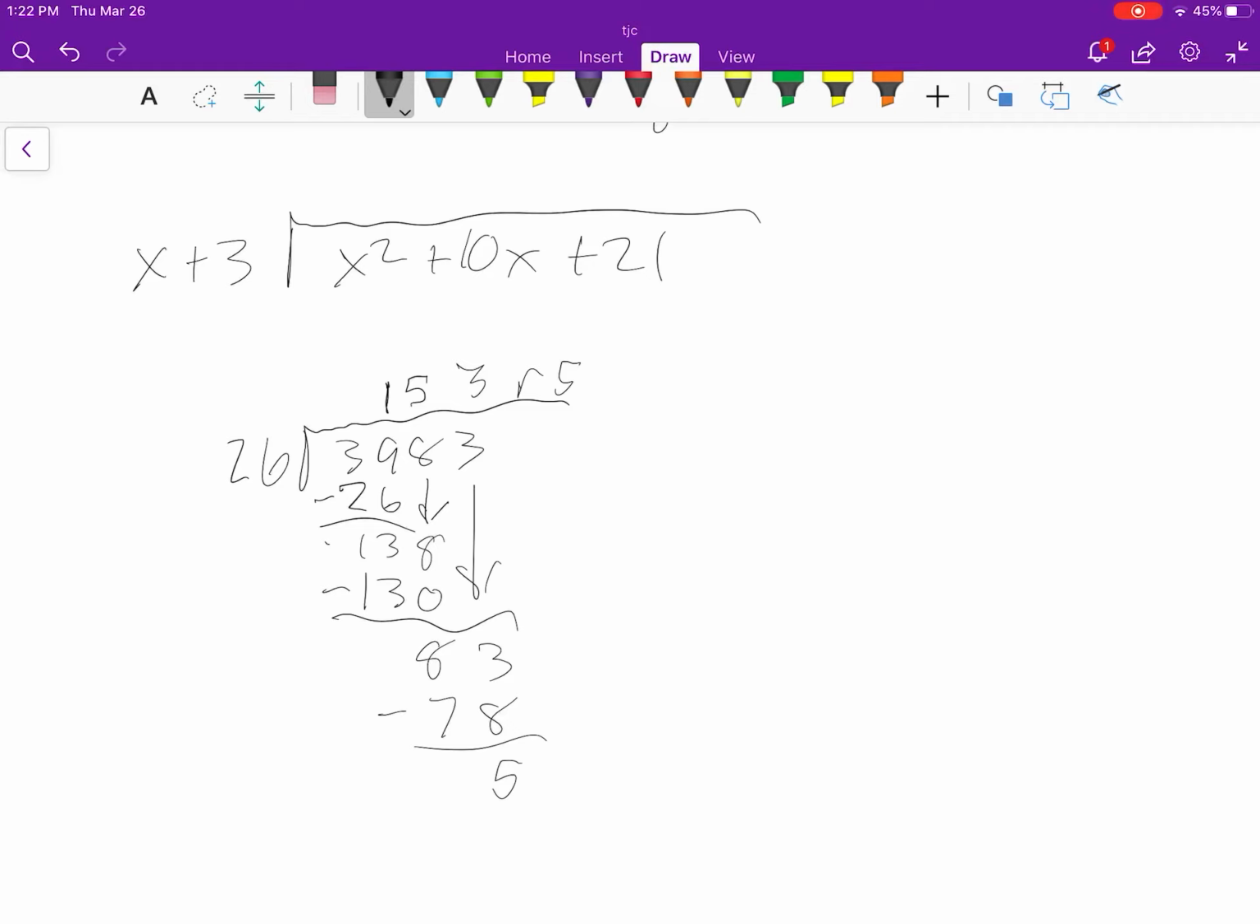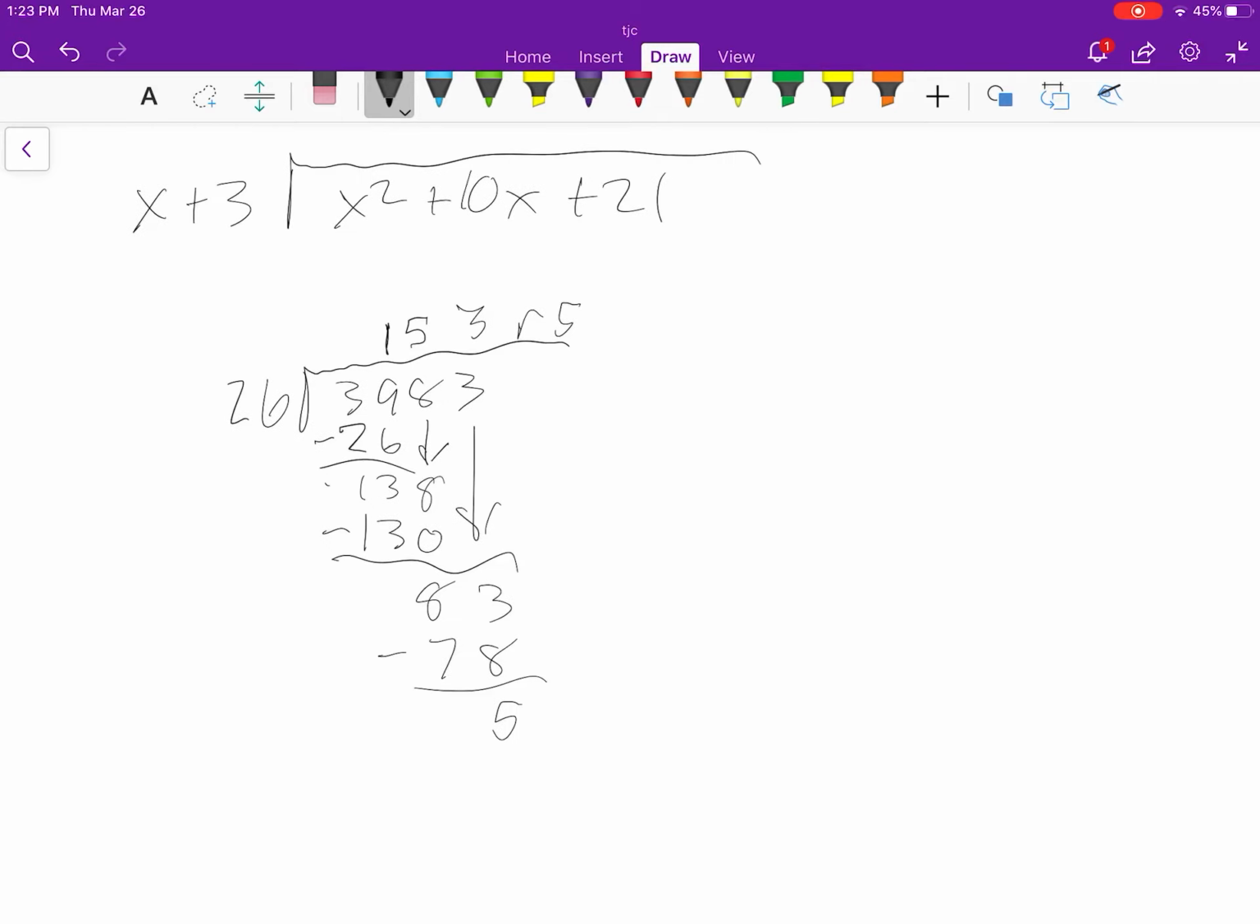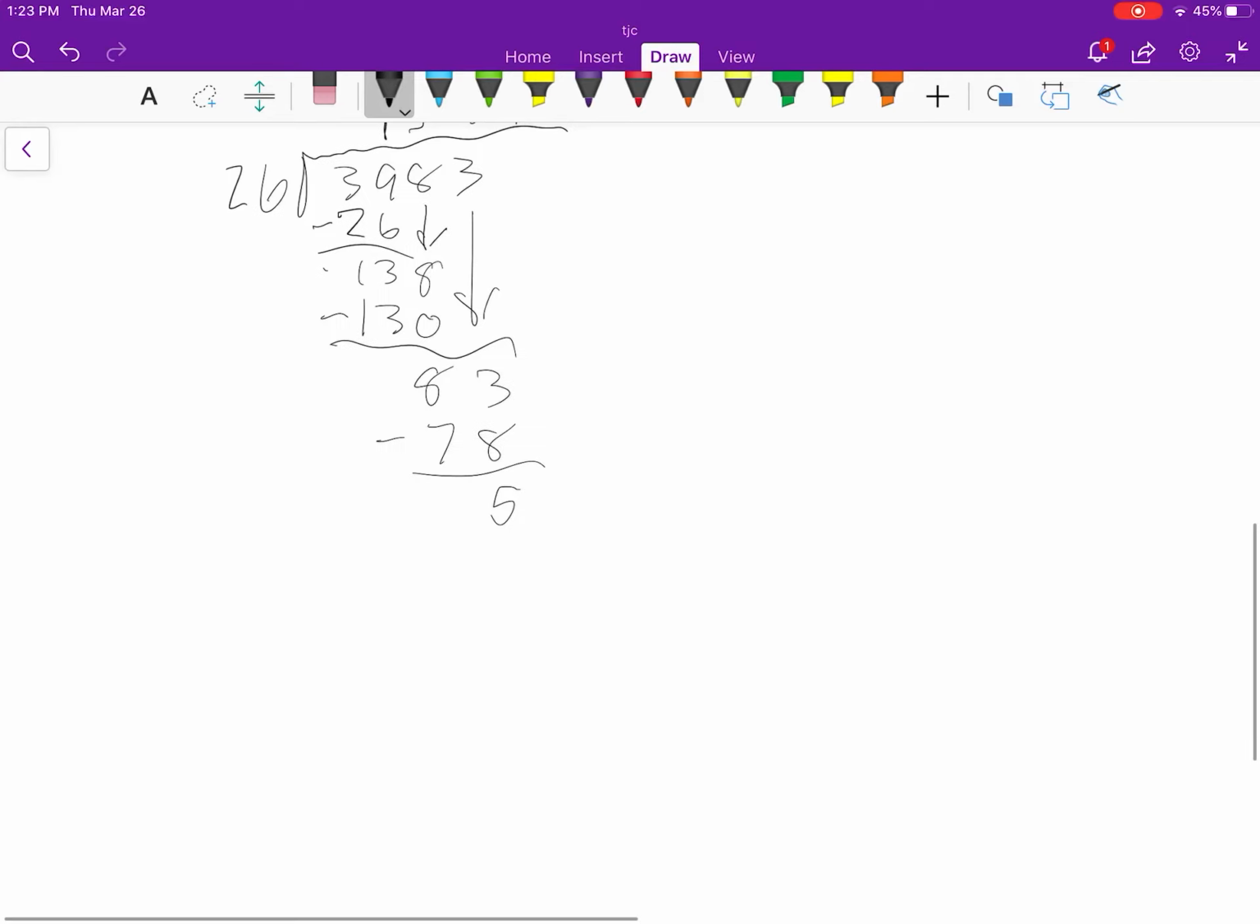You're going to do your subtraction, and you're asking yourself, what do we multiply the binomial on the left-hand side by to equal whatever's on the right-hand side? So it's the same process, the same thinking, except you're thinking in polynomials instead of integers. So let's try this out.